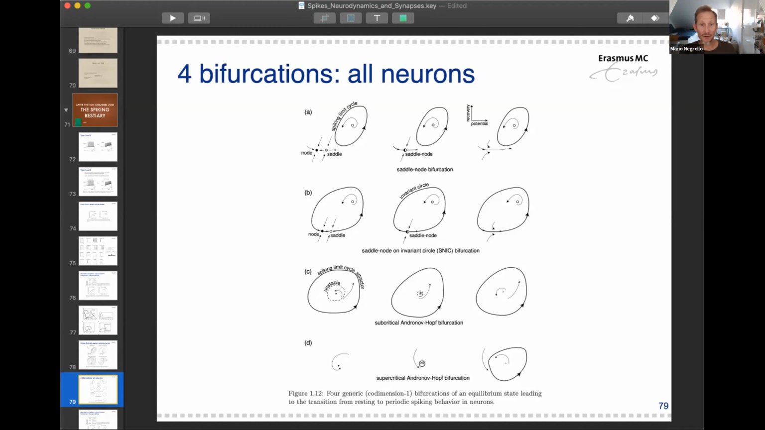And the first bifurcation is the saddle node bifurcation. The saddle node bifurcation happens when you have a node, which is an attractor, a stable equilibrium, fusing together and merging with the saddle node, which was attracting from one direction and pushing in the other direction. And suddenly, when they come together, they poof, disappear.